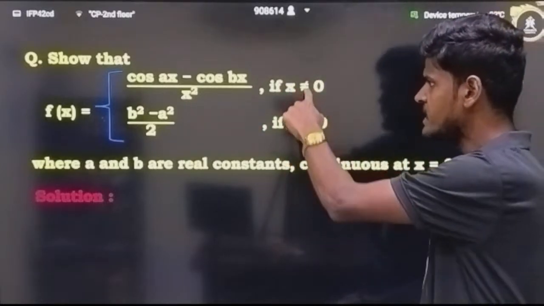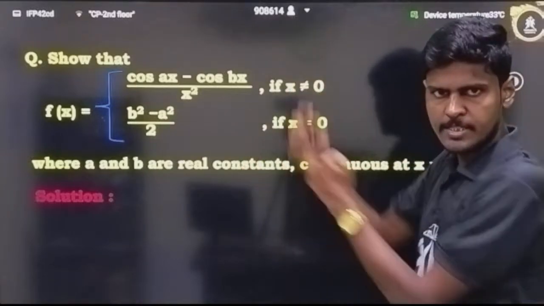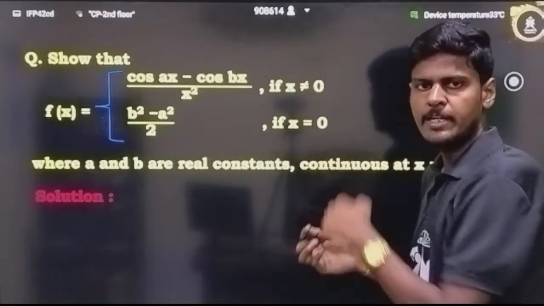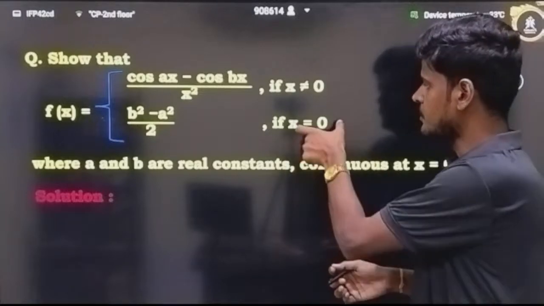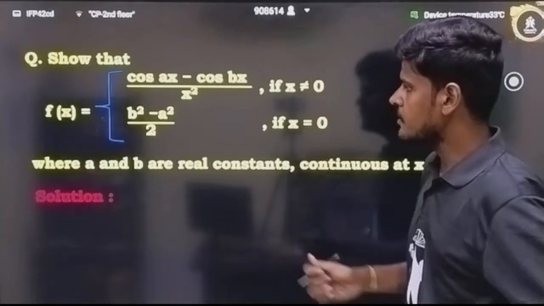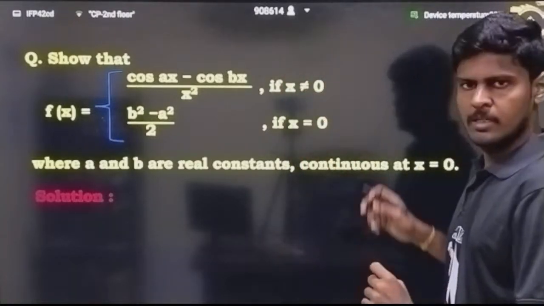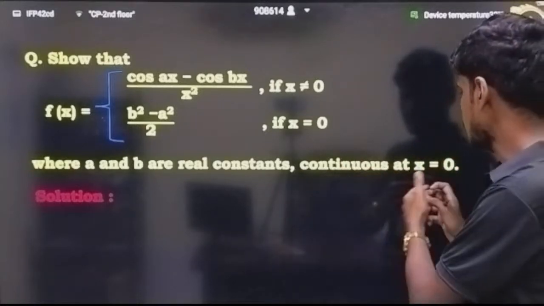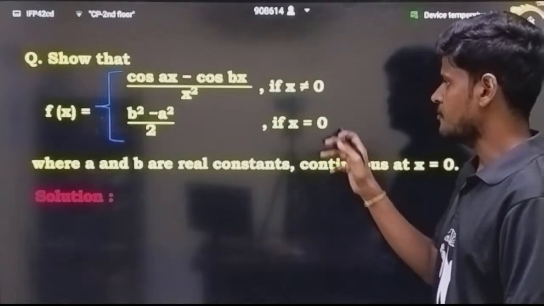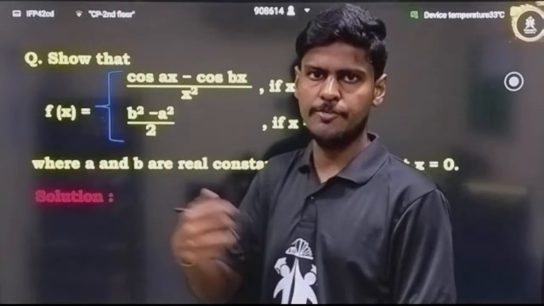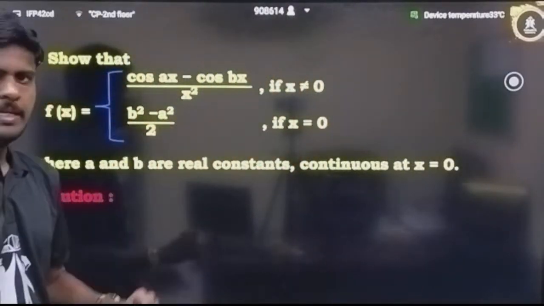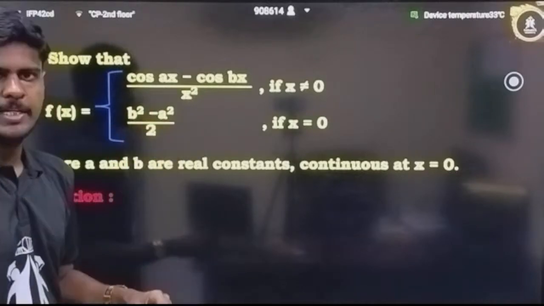That means here the only change in this piecewise definition is at x equal to 0, where the function is defined differently. So what we need to do is check the continuity at this point. We have to prove that this is a continuous function at x equal to 0. That means f of 0 minus, f of 0 plus, and f of 0 should be the same. f of 0 is given by b square minus a square by 2.